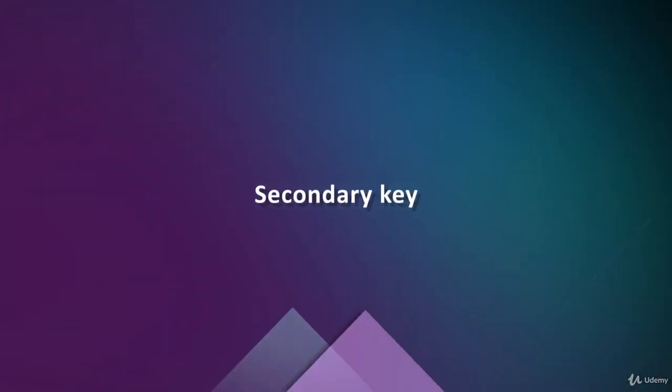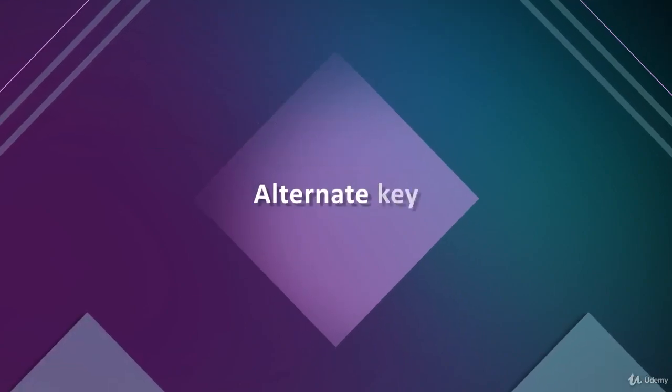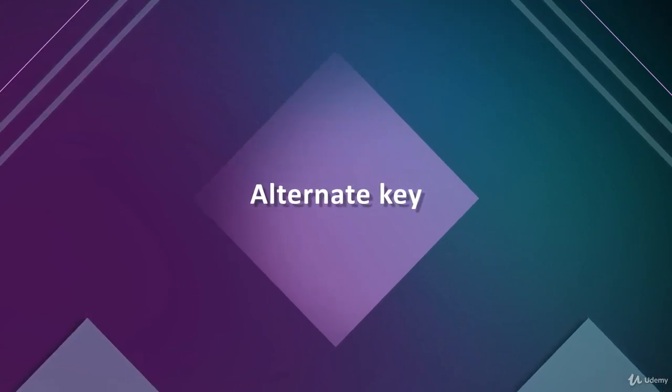Secondary key. A secondary key is an attribute used strictly for retrieval purposes. Can be composite. For example, phone and last name. Alternate key. Alternate keys are all candidate keys not chosen as the primary key.